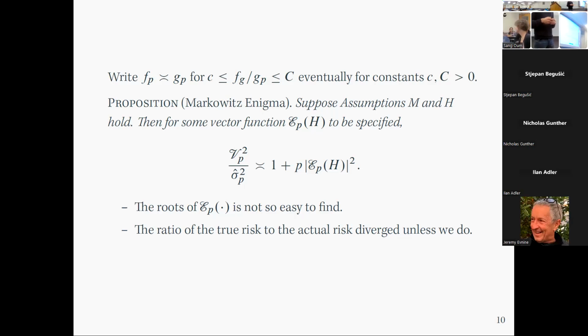What's the dimension of E? E is a Q vector, so it has Q components, one for each risk factor.